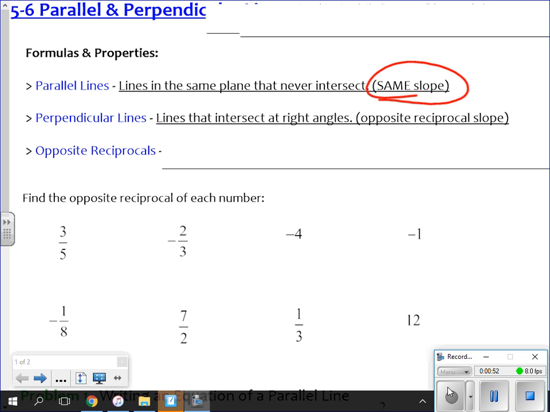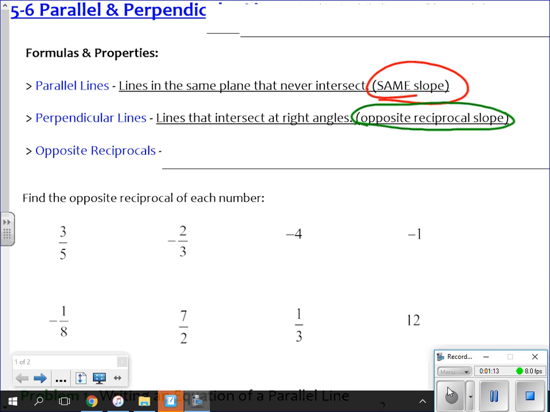Perpendicular lines. Two lines that intersect at right angles. They cross at right angles. They cross at 90 degrees. The important thing that you will have to remember here today is the slopes are not the same. The slopes are opposite reciprocals.